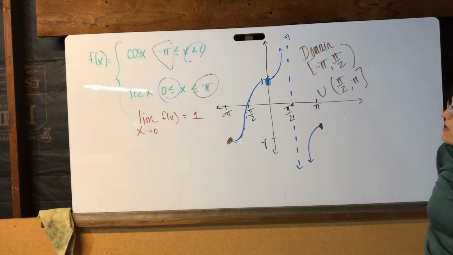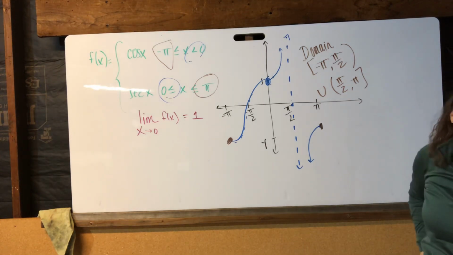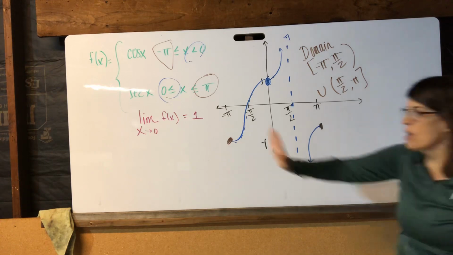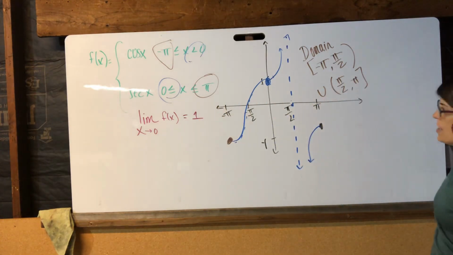Hopefully I've done that right. Hopefully I have my brackets and my parentheses right. There's my domain. This is actually going to help us when we're finding right-hand and left-hand limits. Remember, from the left, this way. From the right, that way.